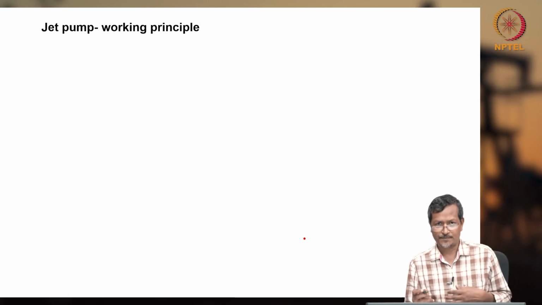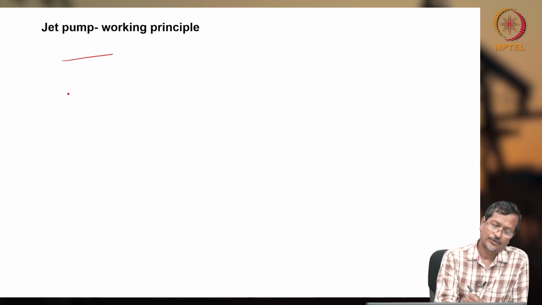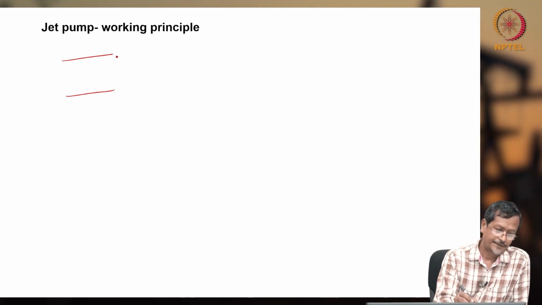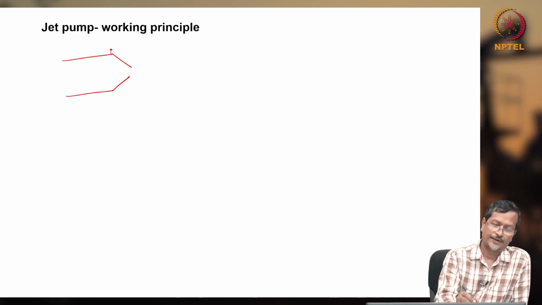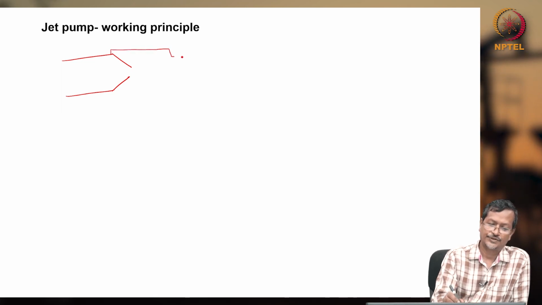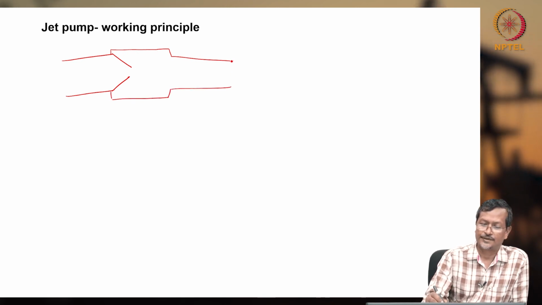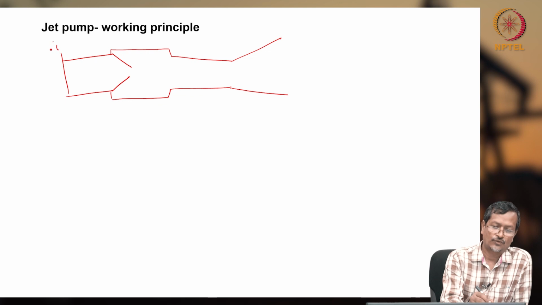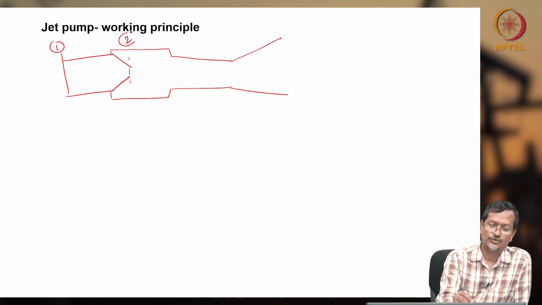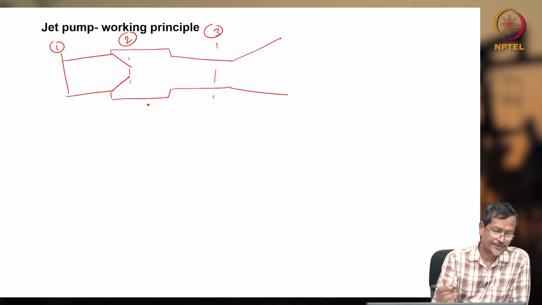Now jet pump working principle. Okay, so jet pump, you draw like similar to venturi meter. Actually you have one big pipe, then you are narrowing down, you are creating nozzle. Then you are creating this section, then this section. Now this is section 1, this is section 2, this is section 3.